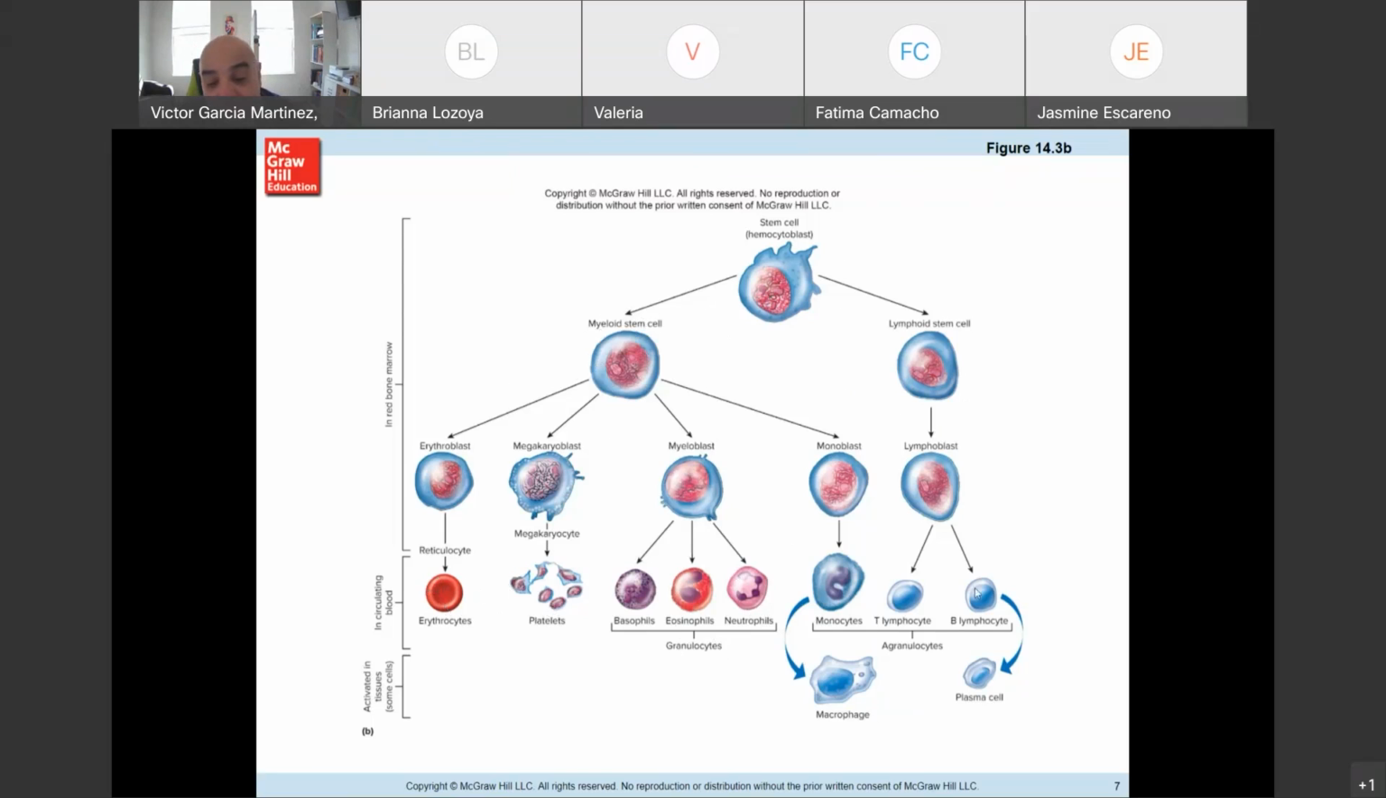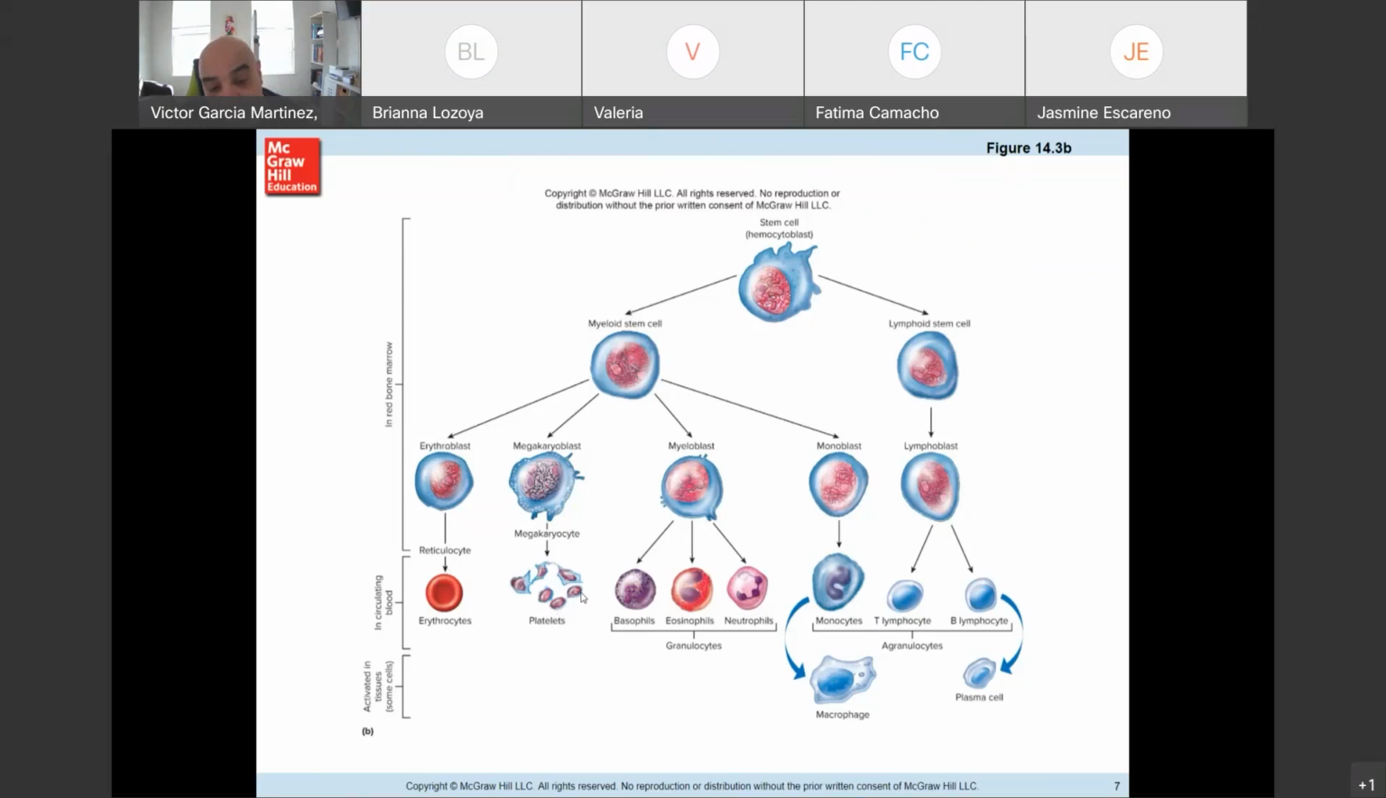Then here, the important thing to remember, you have erythrocytes. They are the only mature cell enucleated. They don't have nucleus. They don't have mitochondria. Again, red blood cells are the only cells in our body, mature cells, without nucleus and without mitochondria. Then they are myeloid line.